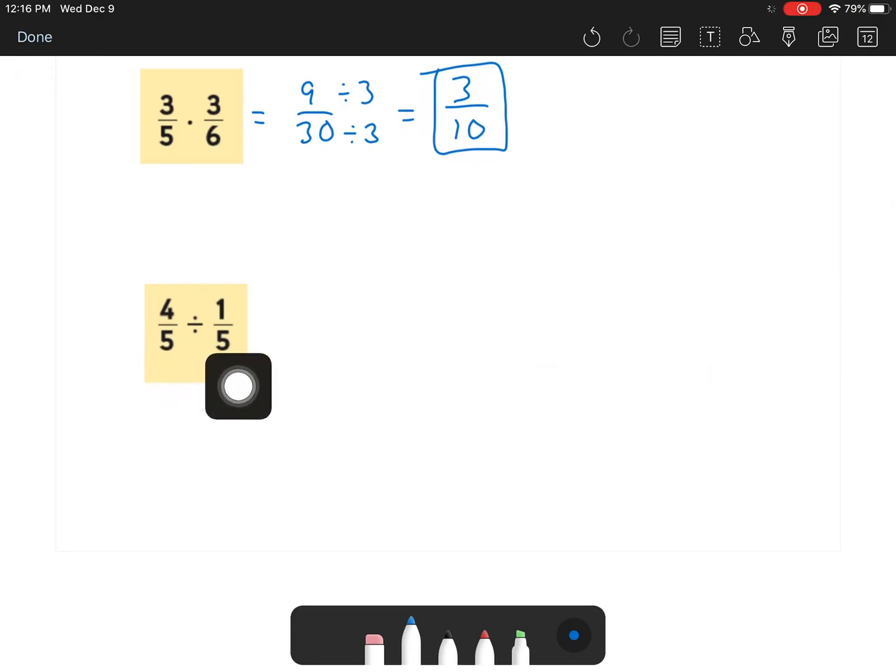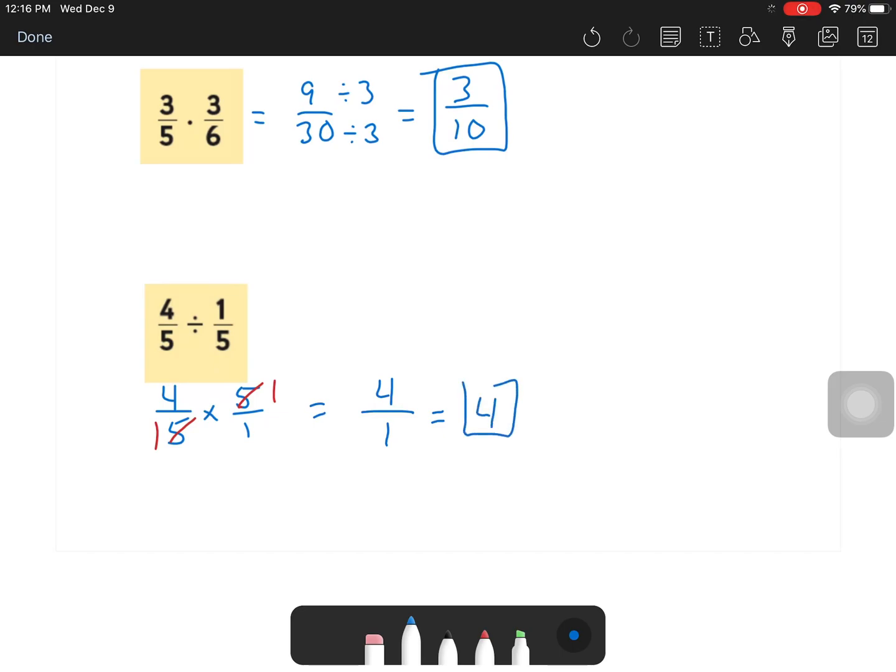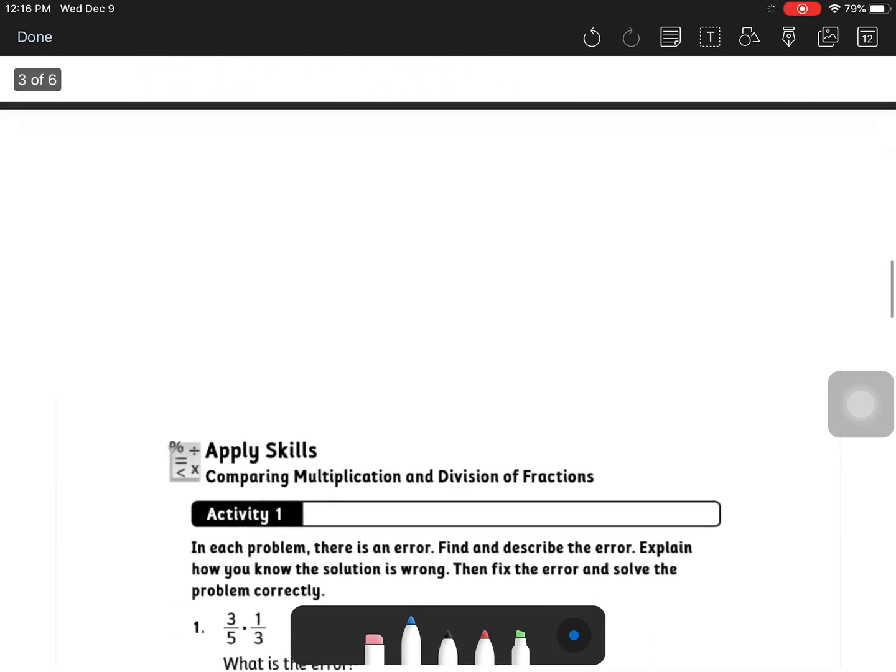Okay, next one, 4/5 divided by 1/5. So again, divide. We have to rewrite the problem as multiplication. So 4/5 times 5/1. And now we're looking for any common numbers in the numerator and denominator. So we have this 5 that we can cancel. Cross that out, make it a 1. And so now I've got 4 times 1 is 4, and 1 times 1 is 1, and 4/1 is just equal to 4.